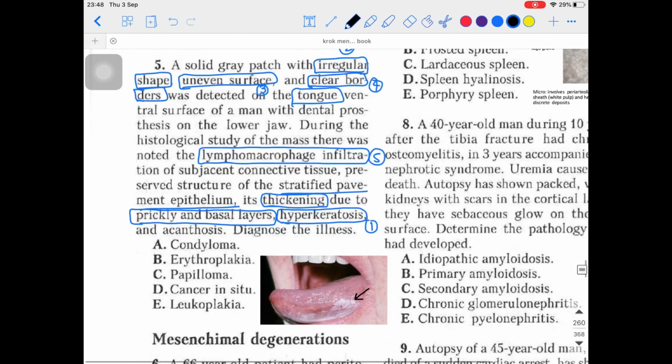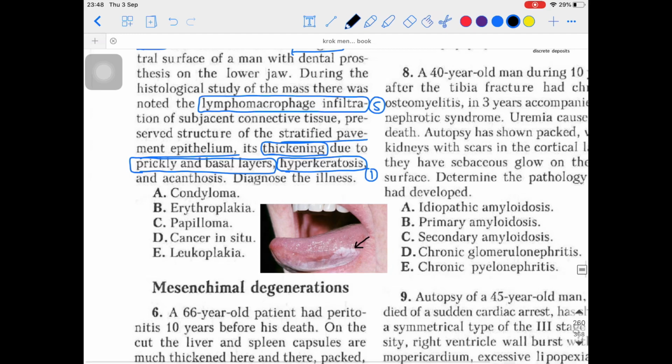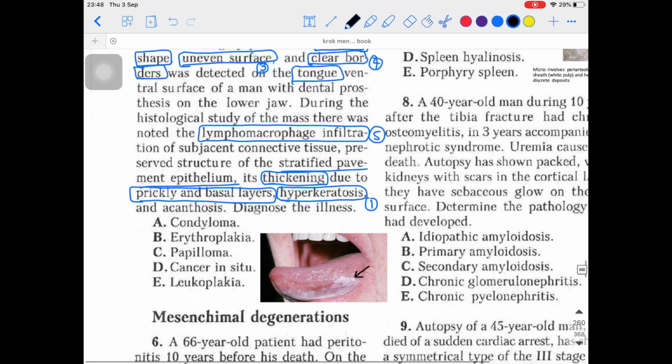They were talking about the tongue, right? So this is what hyperkeratosis is, the typical finding of this one. This is the diagram which you can appreciate on your screen right now. This is leukoplakia. Leukoplakia may develop whenever there is hyperkeratosis, so there are white patches of hyperkeratosis. Whenever you are talking about the uneven surface, clear borders, or irregular shape in the tongue, definitely they are talking about leukoplakia.